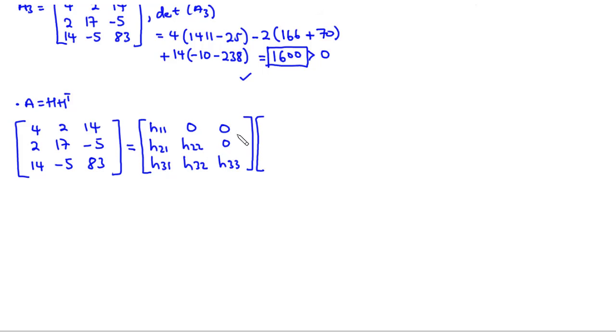So row becomes column. We have row 1 becomes column 1. So H11, 0, 0. Row 2 becomes column 2. H21, H22, 0. Row 3 becomes column 3. H31, H32, H33. Now, here we have 6 unknowns, and we need to find all the 6 unknowns. So here we are going to use what we call the Cholesky algorithm to find each of the 6 unknowns.